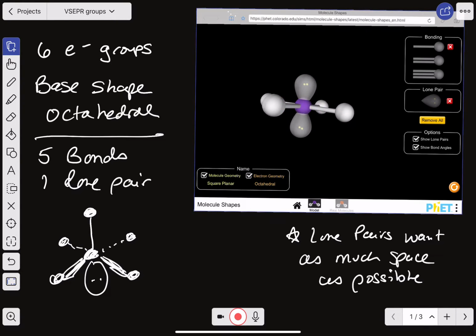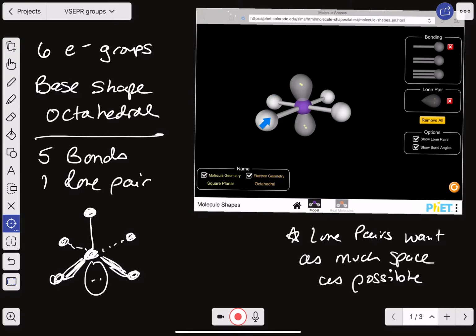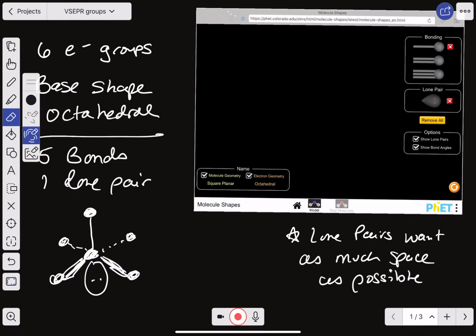With 4 bonds and 2 lone pairs, I get square planar, and you can see the 4 atoms, I'm going to get my pointer out, these 4 are in a plane. The lone pairs are here. So let me go ahead and write some of that down, and I will get my eraser to erase some of what I have before.